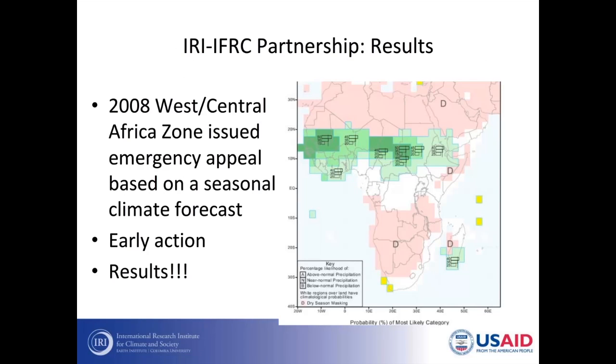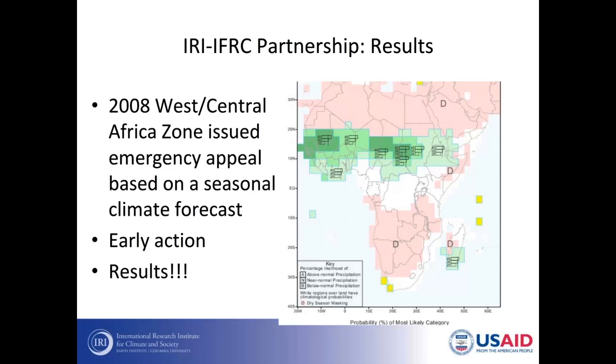In this slide, I want to highlight how the use of climate information in decision-making can contribute to successful results. Back in May 2008, the West Central Africa Zone of the IFRC initiated an emergency appeal based on a seasonal climate forecast, and this was a first. The seasonal forecast which triggered the appeal is shown on the right. If you recall from Andy's presentation, the green shading over West and Central Africa indicates above normal rainfall in the upcoming rainy season, implying above normal flood risk.